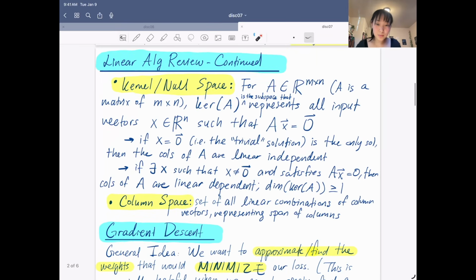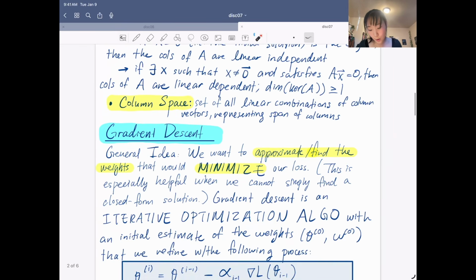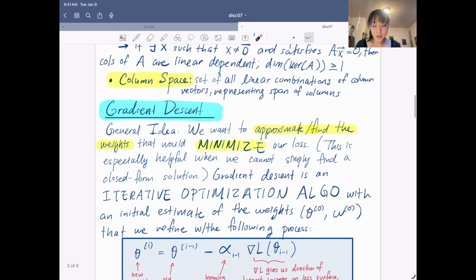Okay. Lastly, I want to quickly go over the general idea of gradient descent. Hopefully you're familiar with this through lecture, but if not, the general idea is we want to approximate or find weights, theta or w, depending on the variable, that would minimize our loss. This is especially helpful when we cannot find a closed form solution. So gradient descent is an iterative optimization algorithm. It has an initial estimate of weights, which we notate as theta 0 or w 0, and then we refine it through a following process.